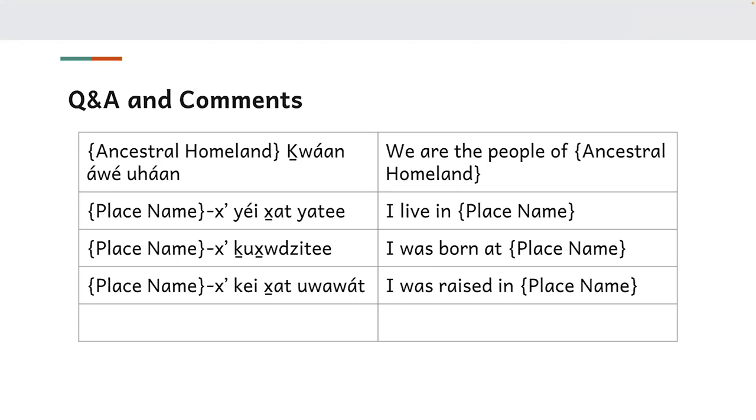So what about Kwan for English? There's actually Ingen and Kwan, and I've heard Zeus say that before. It's a Tlingit pronunciation of England. That would be Hingen and Kwan.